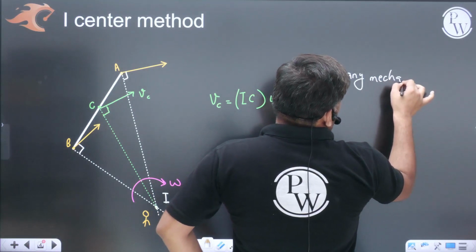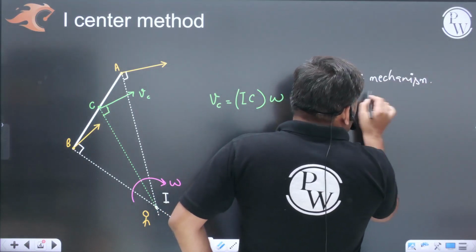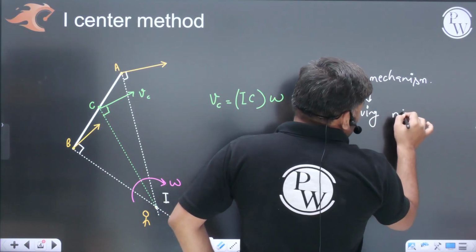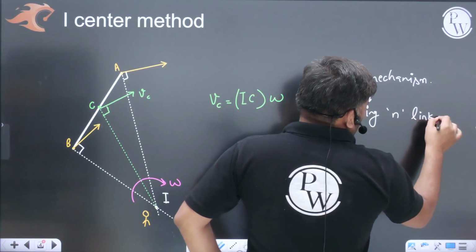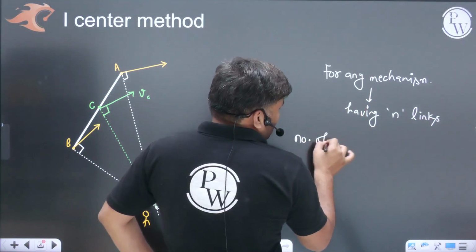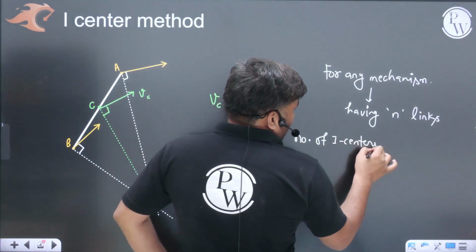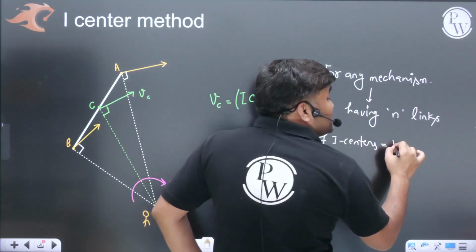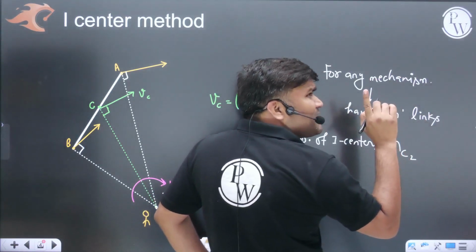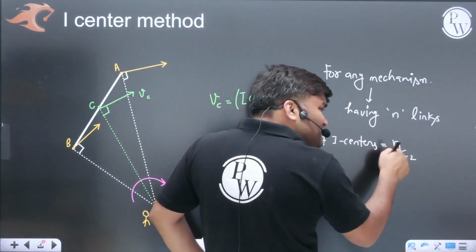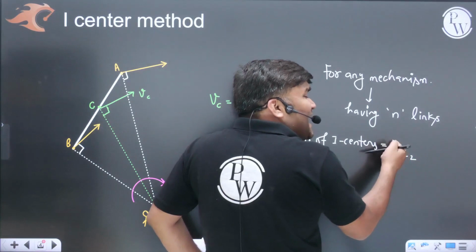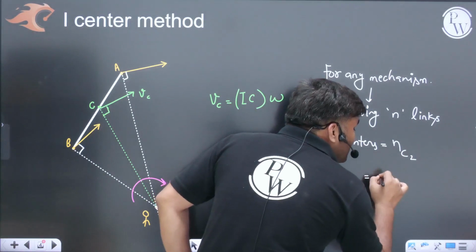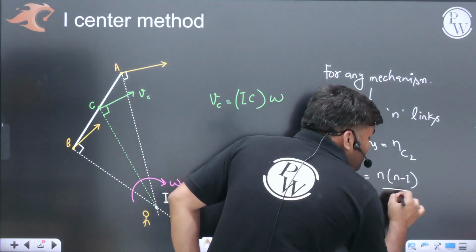So for any mechanism which is having n number of links, the number of I-centers will be how much? Whatever is the number of pairs possible. So that is nC2. You have studied permutation and combination, right? In school days, I wrote nC2. I am going to make pairs of two. So with n bodies, how many pairs of two can you make? Sir, nC2. The value of this comes out to be n(n minus 1)/2. This is going to be the formula.